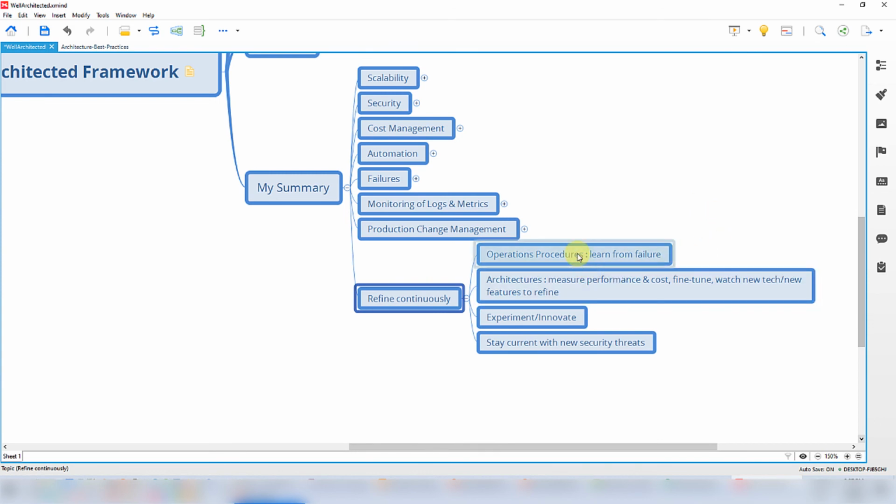So operations procedures, learn from failures, have postmortems, and refine continuously that way. Refine your architectures continuously, measure the performance, measure the cost, fine-tune, watch new technologies and new features to keep refining, keep experimenting and innovating because the cloud makes it easy and it makes business sense, and stay current with new security threats so you can keep refining and strengthening the security of your application.